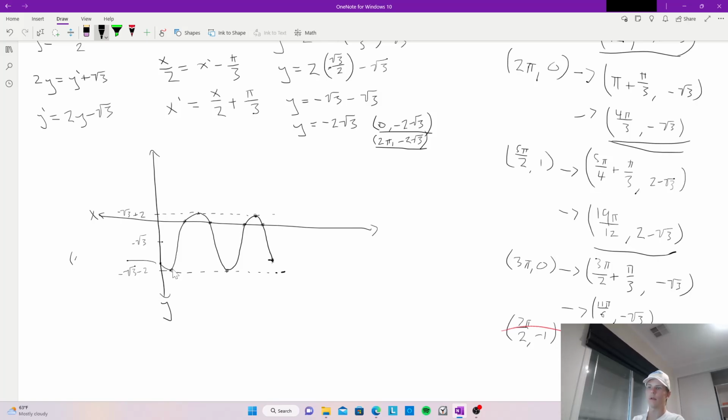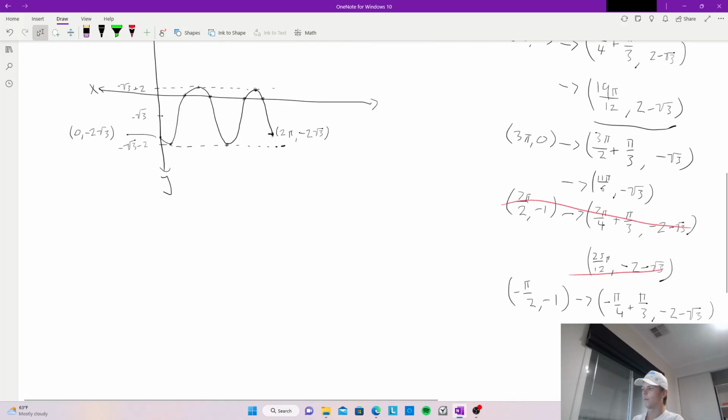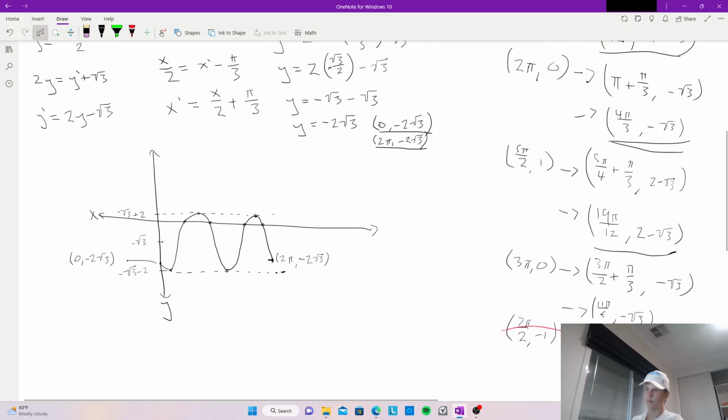So now our start point was 0, negative 2 square root 3, and our end point was 2 pi, negative 2 square root 3. We know our first minimum point was pi over 12, and then negative 2 minus square root 3. So pi over 12, it's too big.